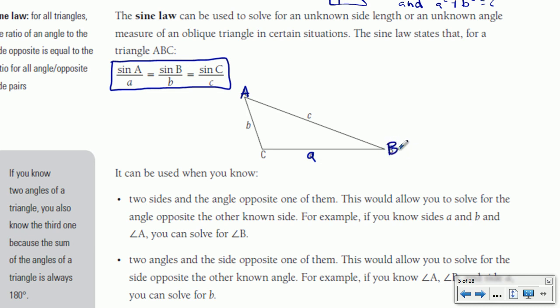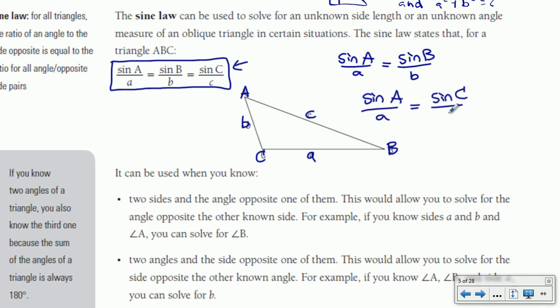Similar for angle B, the side opposite B is called lowercase b, and for angle C, the side opposite that is a lowercase c. So we can use this law, which is really 3 separate equations. We could pair up sine A and sine B, sine A with sine C, and sine B with sine C. But they're all basically communicating the same thing. The letters aren't super relevant, we could have X and Y and C in these instead.